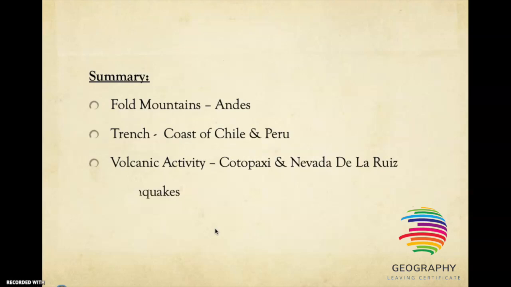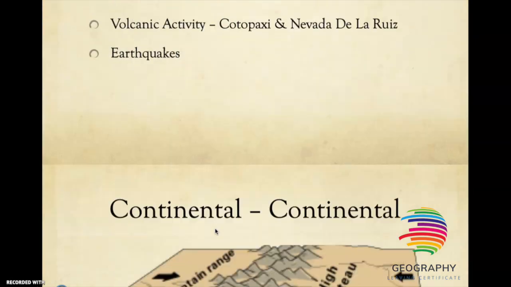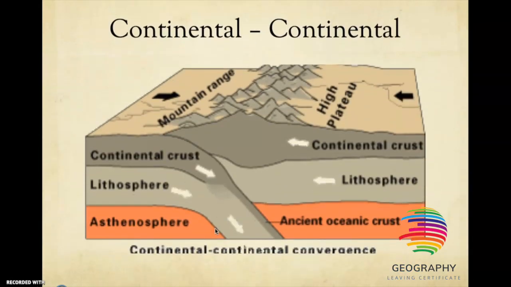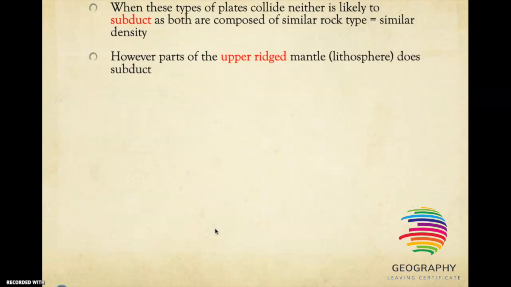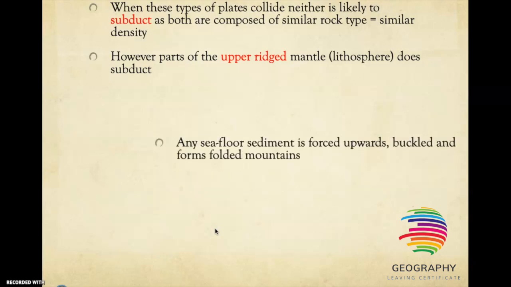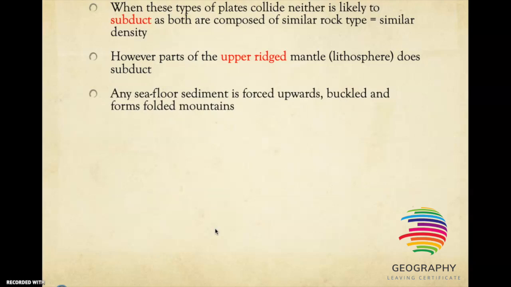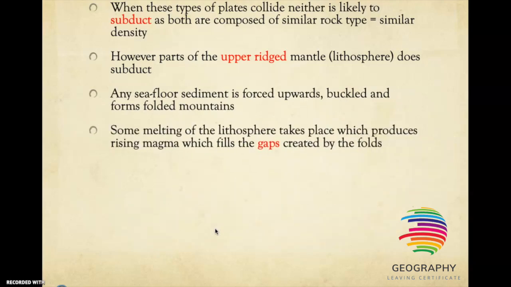And very lastly, you don't need to take that down. That's a summary of what I just said. And very lastly, we have the most destructive of all, which is continental. What happens here is you have two plates and they're both a similar size, so neither one of them wants to subduct. Some of the upper rigid mantle does subduct, so there's very little extra magma, but we have major folding and fold mountains. Some of the magma does rise up and seep into the gaps of the folds.